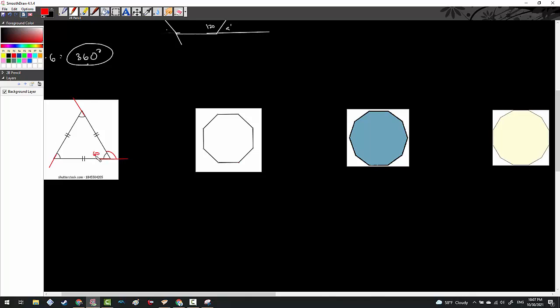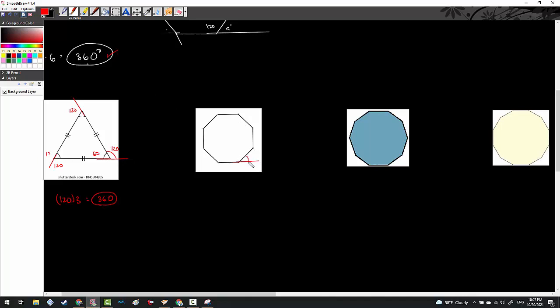We could totally do the formula, but at this point it's an equilateral triangle. I'm hoping we all know that it's 60, which means each of these angles is worth 120. So 120 here, 120 here. So I know that 120 times 3 of them is 360. Awesome. Seems to coincide with our hexagon. Interesting. So let's do the octagon.